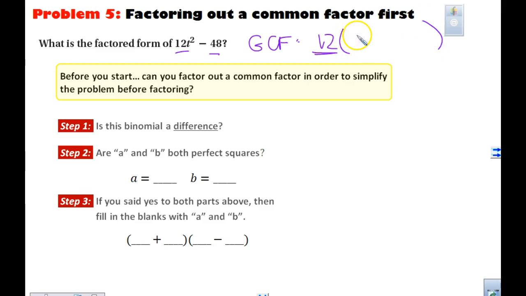We factor out the 12. Instead of t, I'm going to use x, because some of your t's look like pluses. So I'm going to have x squared minus, what do I take to get 48? 4. So, is it a difference? Yes. Are a and b perfect squares? X squared? Yes. What are they? X and 2. So then I'm going to go with x plus 2, x minus 2.